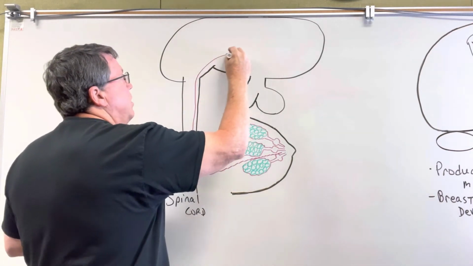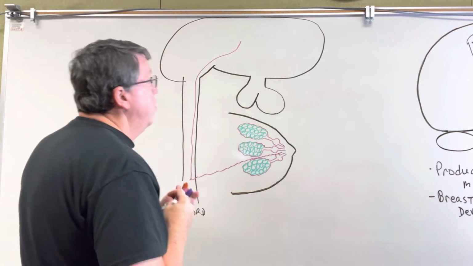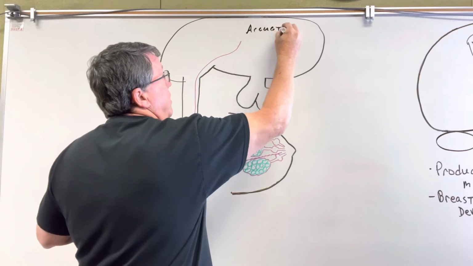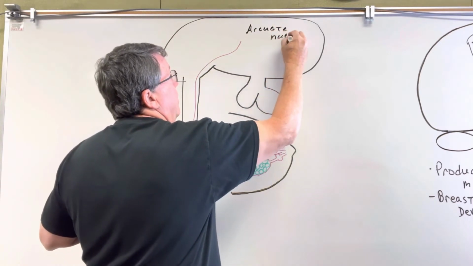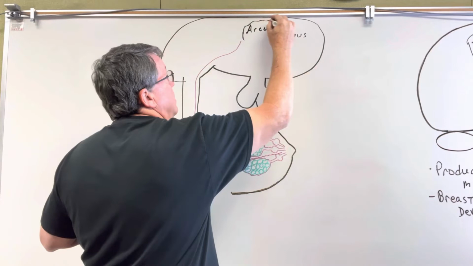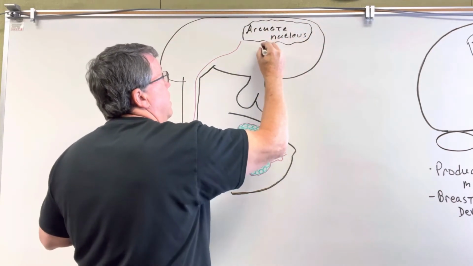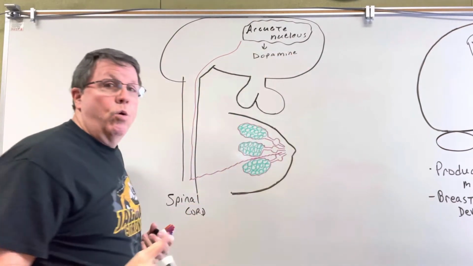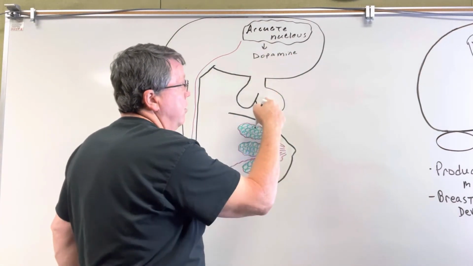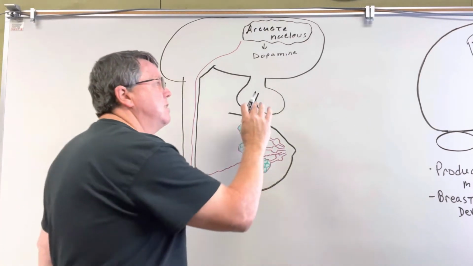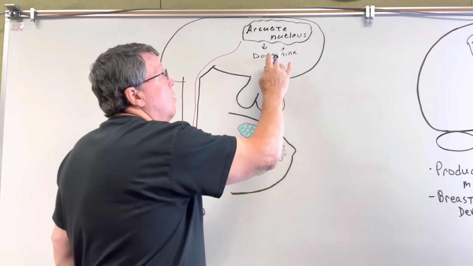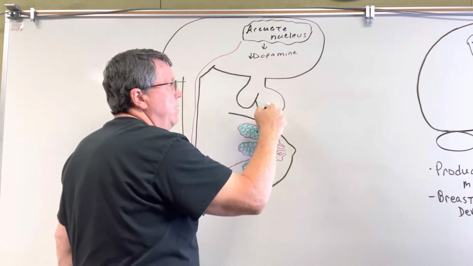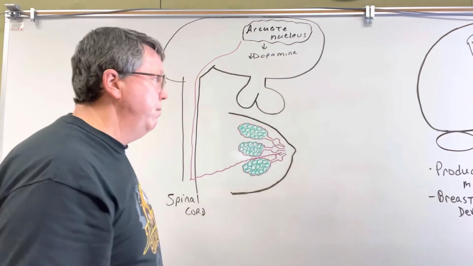And what it's going to do is go to the arcuate nucleus, which we've already talked about before, right? So there's my arcuate nucleus. And the arcuate nucleus, like we've already mentioned, secretes dopamine. And we said dopamine is prolactin inhibitory hormone. Remember, it comes down through here to the anterior pituitary and stops the release of prolactin. So this is not going to be secreted now. If that's not secreted, it can't stop the release of prolactin, and prolactin is going to continue to be released.